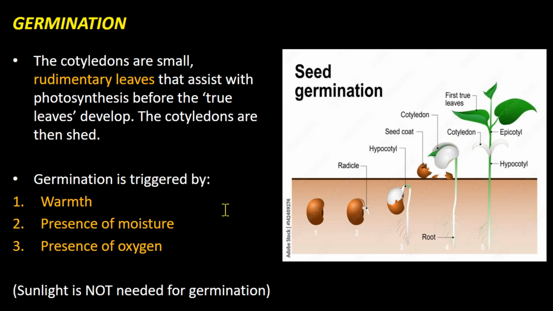Now, the germination itself is triggered by three factors: warmth or reasonable temperature, the presence of moisture, which is absorbed by the seed in order for it to rupture, and the presence of oxygen for respiration. Sunlight is not needed for germination because remember, the seed would usually be below the soil, away from sunlight.